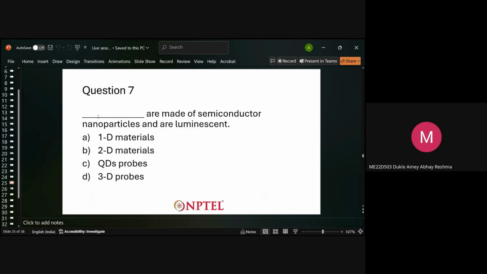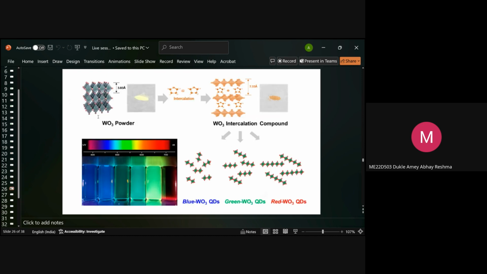So moving to the next question. Dash are made of semiconductor nanoparticles and are luminescent. 1D materials, 2D materials, quantum dot probes, and 3D probes. So the answer is quantum dot probe. So you can see here, based on the size of the quantum dots, their luminescence properties change. So the answer is quantum dot.